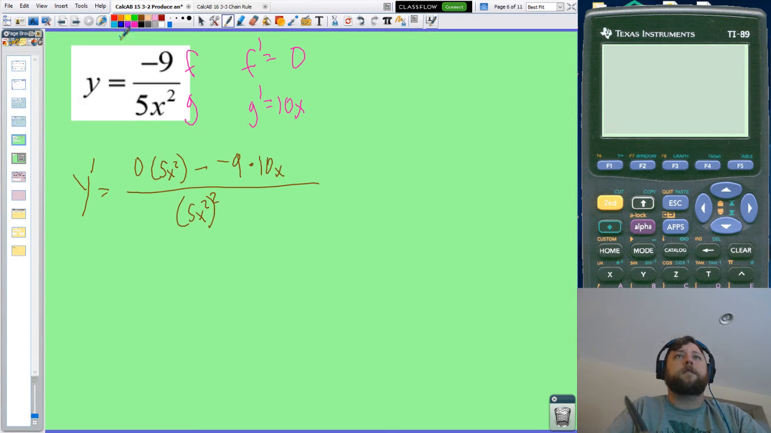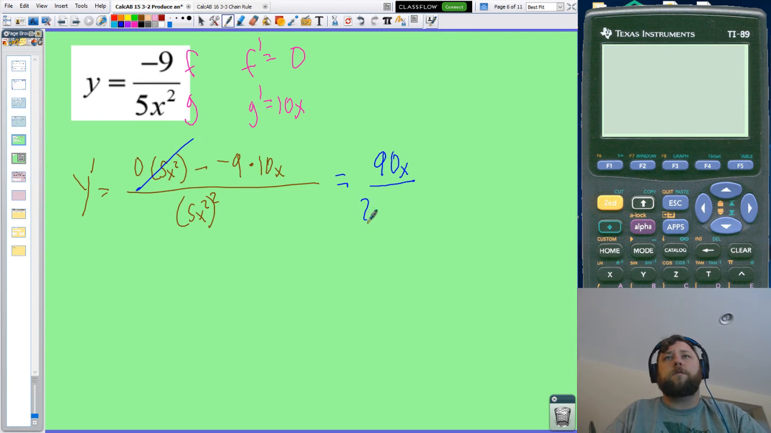Okay, so if I simplify this, that guy goes away. So you'll have positive 90x on the top. 5x squared squared is going to be 25x to the fourth. And if you reduce that a little bit, you can cancel out one of those x's and reduce this thing by 5 and 18. So you get 18 over 5x cubed is my answer, right?